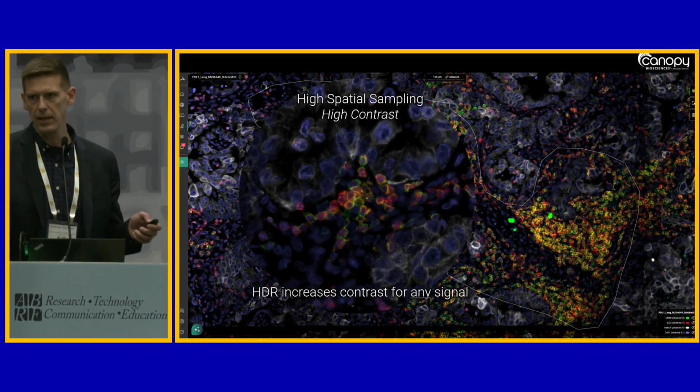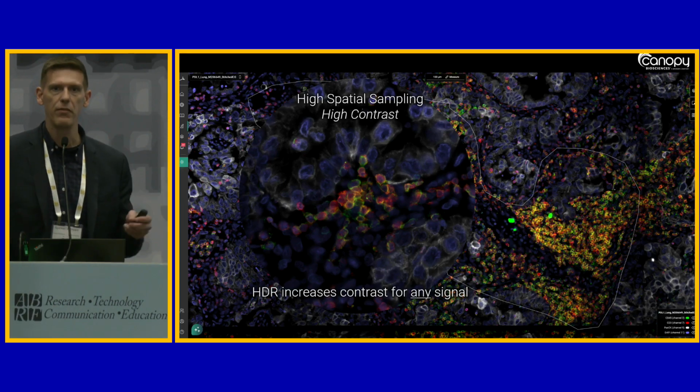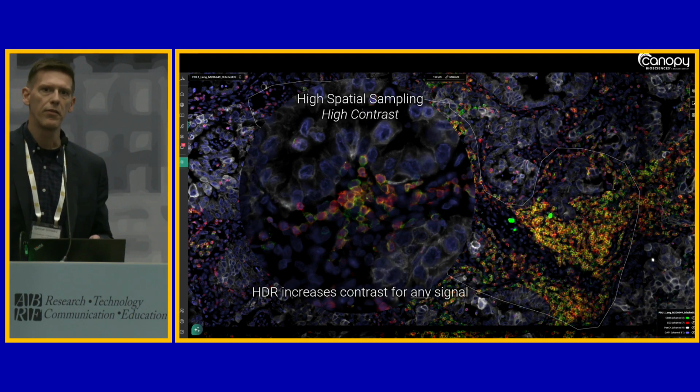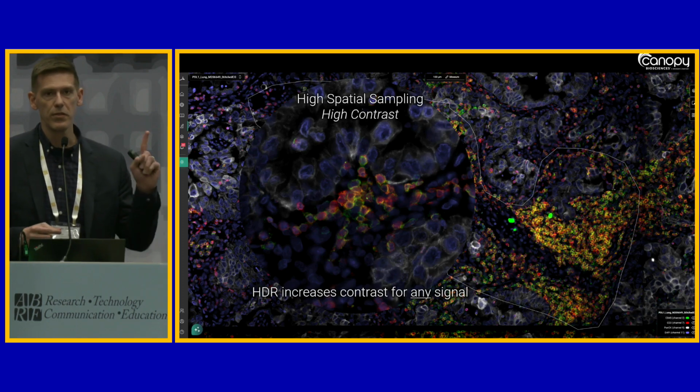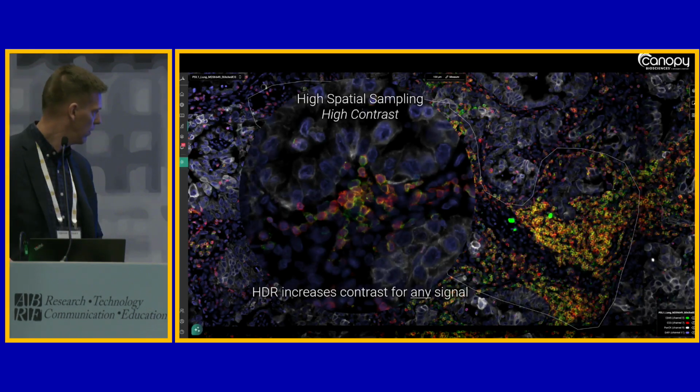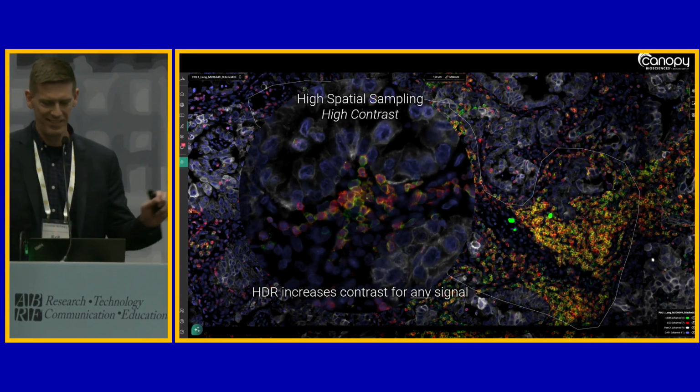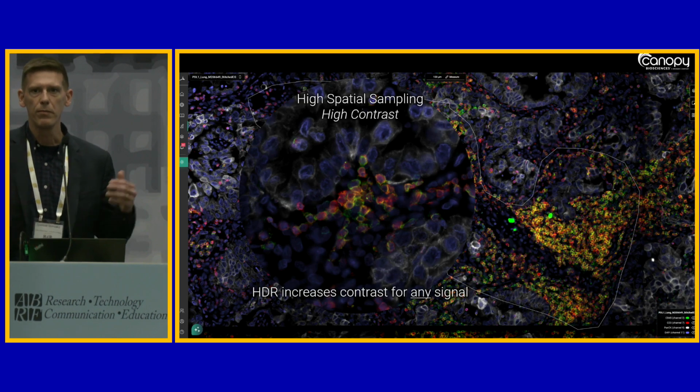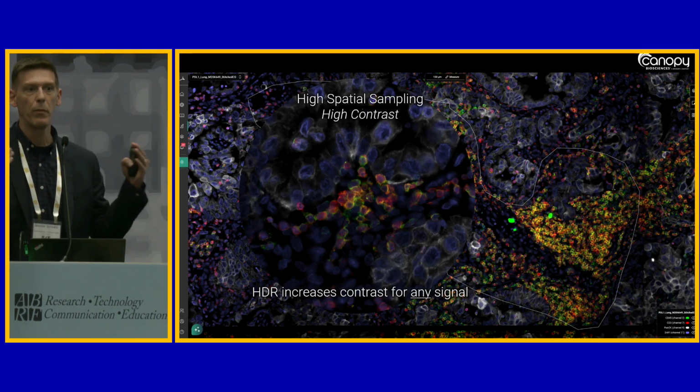So there's two things that go into this. The first, of course, is high sampling, so 182 nanometers per pixel. The second is we do this collection through HDR imaging. So instead of a single image with a single exposure that's going to have a limited dynamic range, we actually collect a bunch of exposures, and we collect the entire expression level of that particular marker. In doing so, we're able to show very high contrast images. Not every marker requires HDR imaging, but every marker can benefit from HDR imaging.